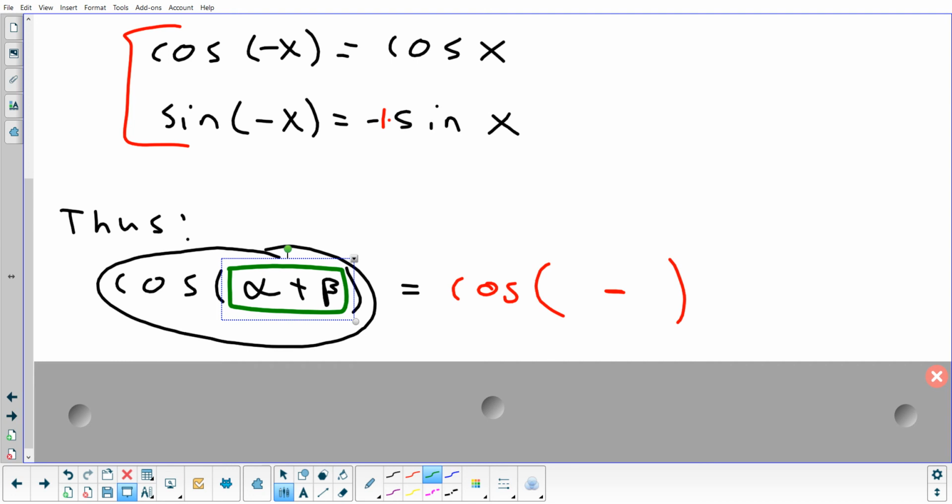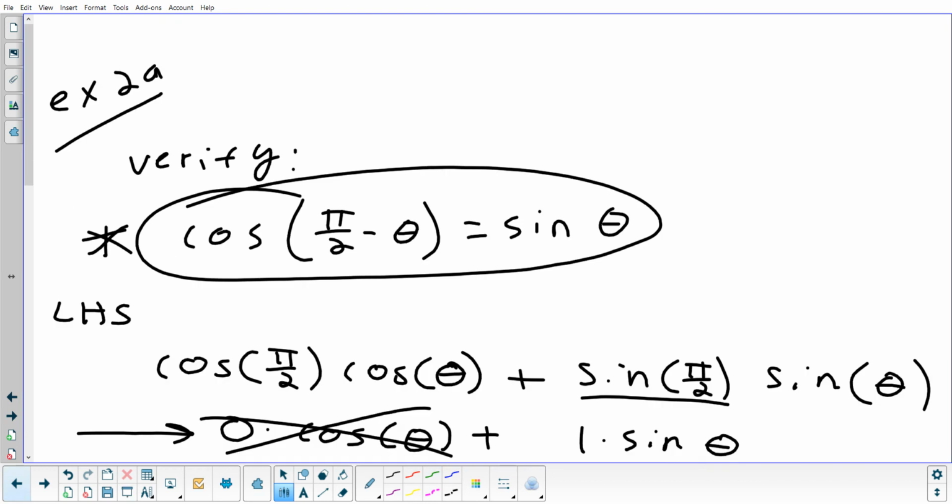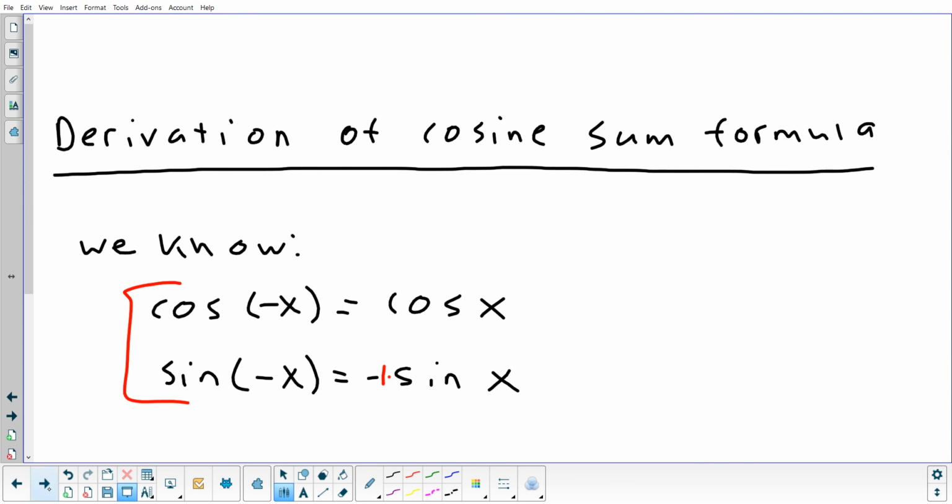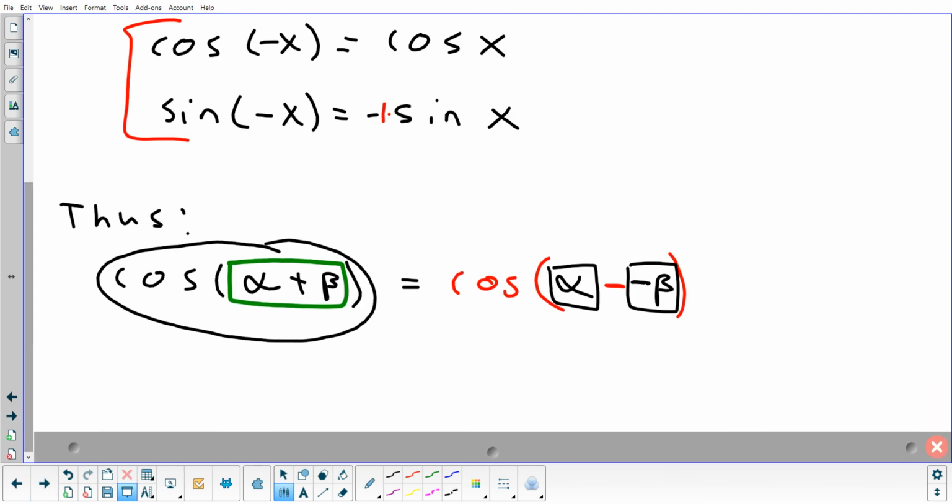Yep. I could do alpha minus negative beta. Yep. You could do alpha minus negative beta. Perfect. Now we rewrote addition as subtraction. There's my first angle. There's my second angle. So I have two things that I'm subtracting separated by a minus sign. It's exactly the same as what we had right here. Subtracting two things separated by a minus sign. Okay, so let's apply our formula to this and see what happens.